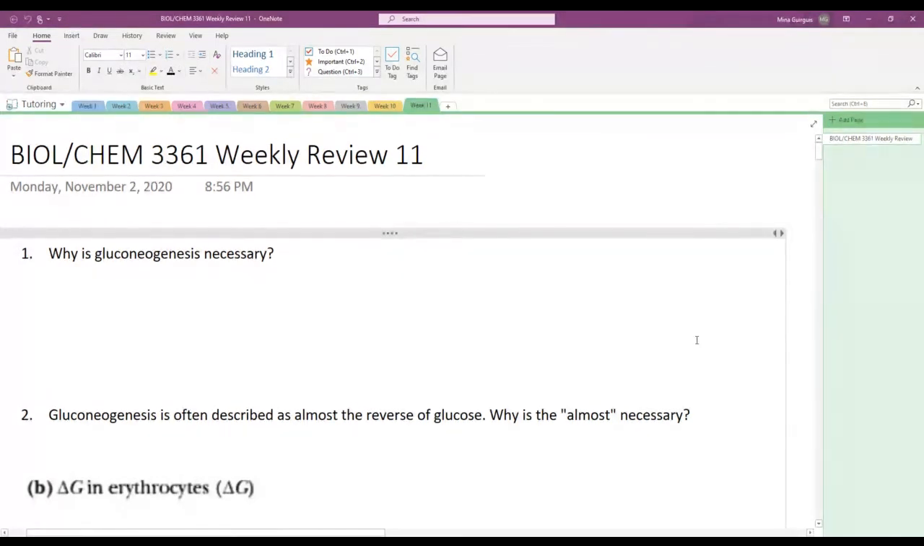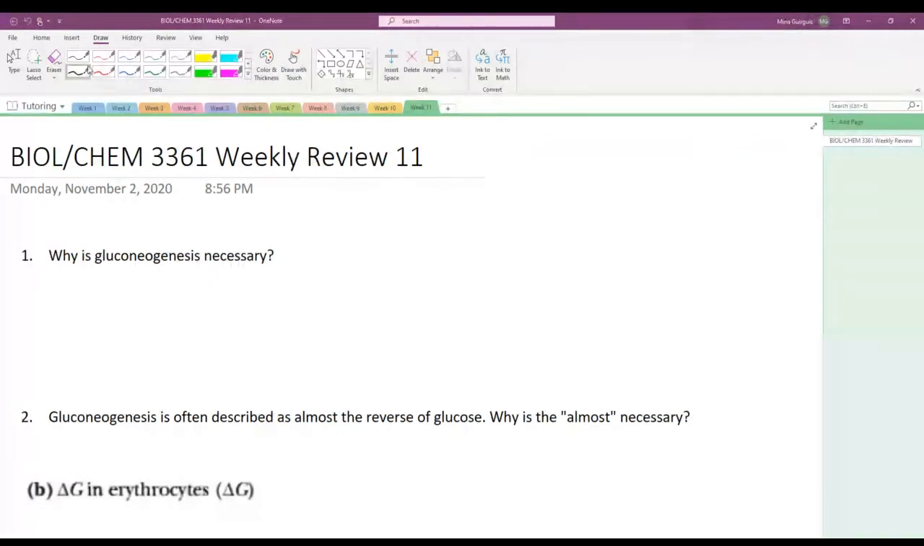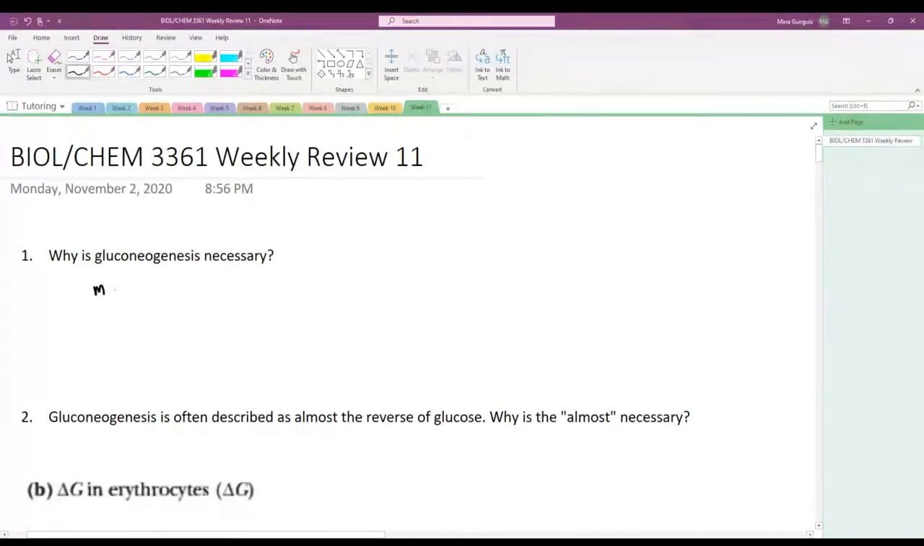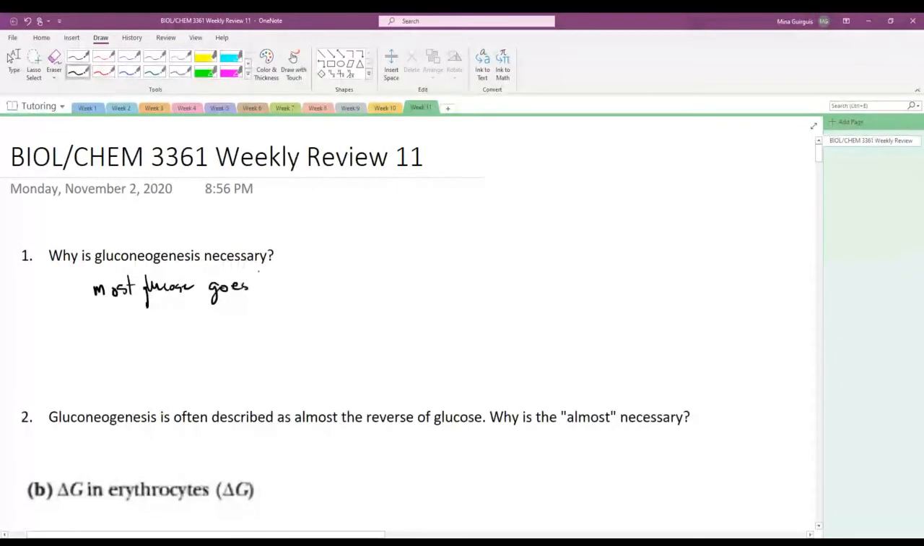There's not a super easy answer that I'm going to give, but effectively it's because when we do the math, we see that our body holds about 200, maybe 220 grams of glucose. We require about 160 grams a day. Okay, and most of our glucose goes to the brain.